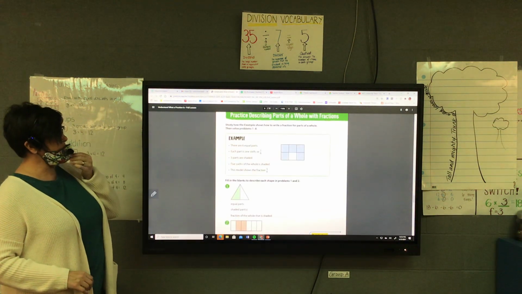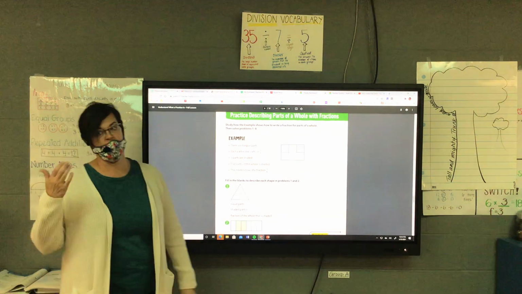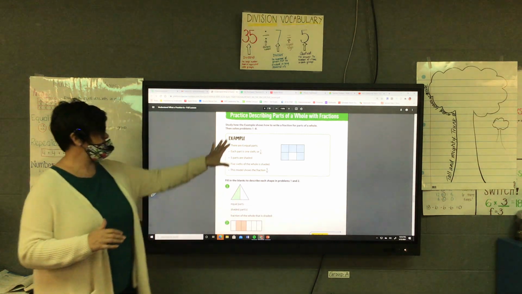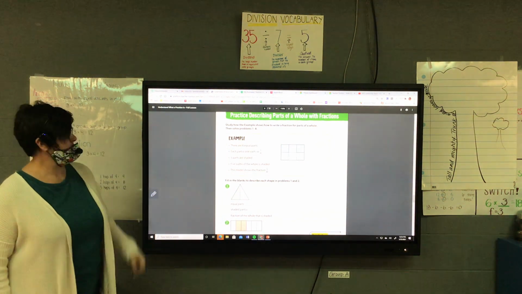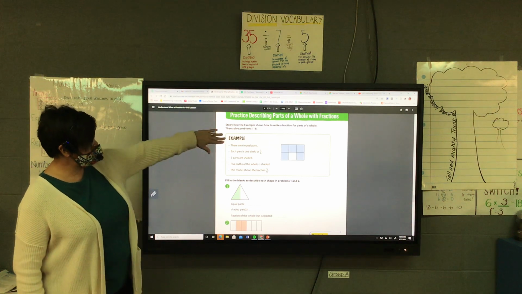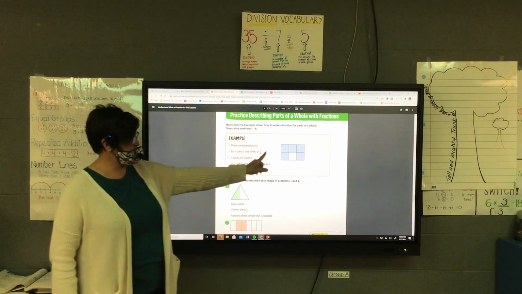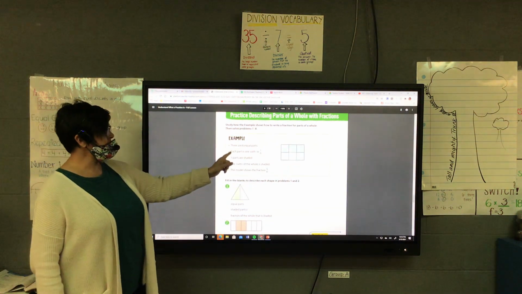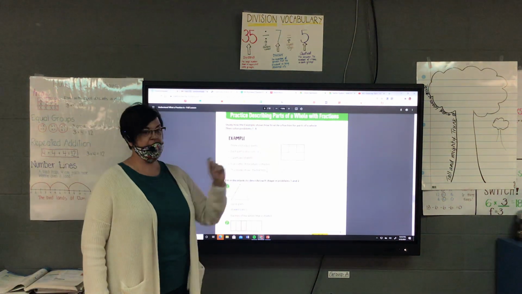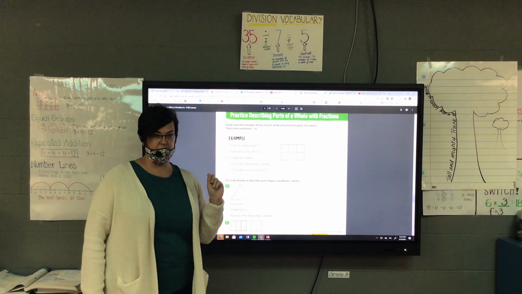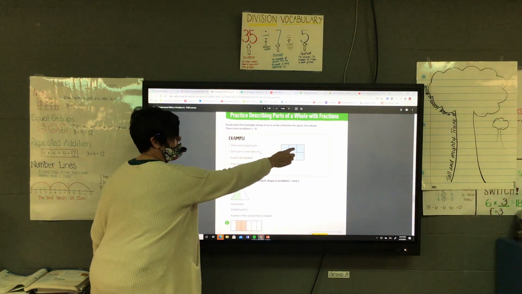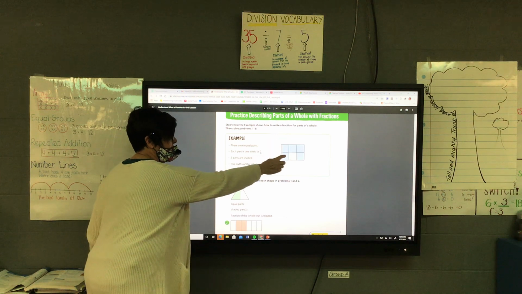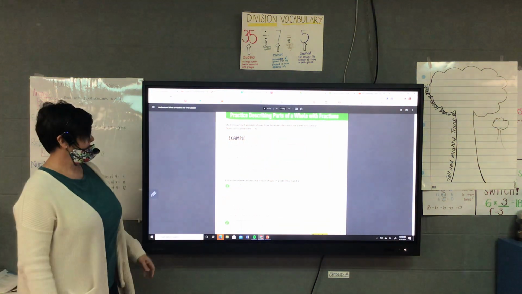Says study how the example shows how to write a fraction for parts of a whole. Then solve problems 1 through 8. So let's look at this example together. First bullet here says there are 6 equal groups. Is that correct? Yes. Each part is 1/6. Do you remember talking about that before lunch? This is 1/6. This is 1/6. 1/6. 1/6. 1/6. 1/6. Okay.